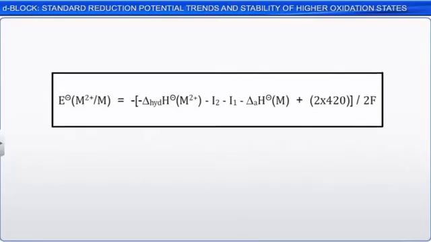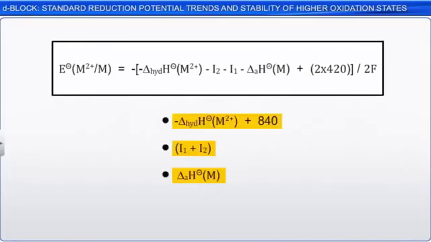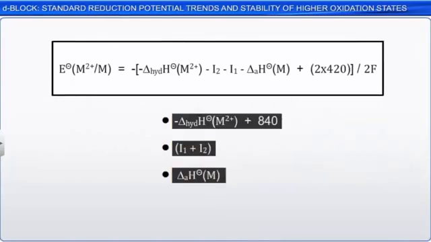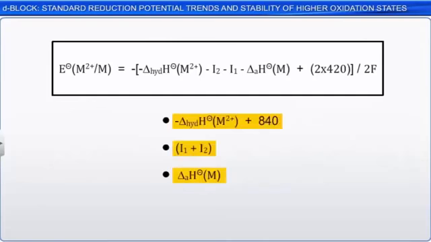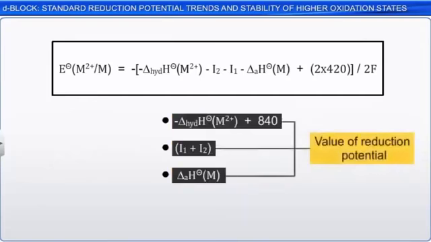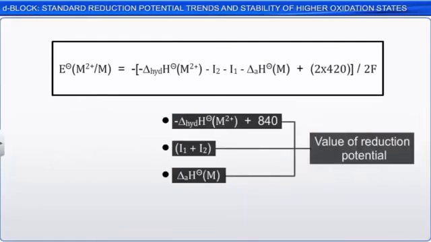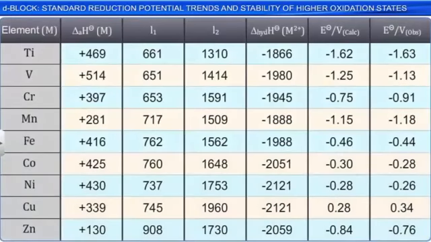the negative enthalpy of hydration of M2+ plus 840, the sum of the first and the second ionization enthalpies, and the smaller term, enthalpy of atomization. The interplay between these three terms decides the value of the reduction potential. The irregularity in the variation of electrode potentials is due to the irregular variation of the ionization enthalpies, and also the hydration energies of the divalent ions of these elements.